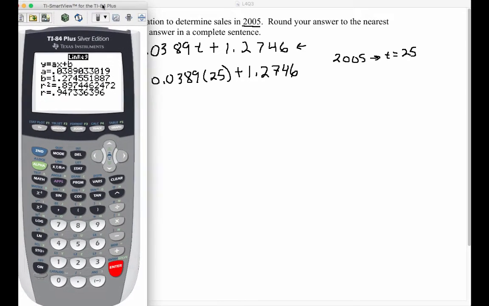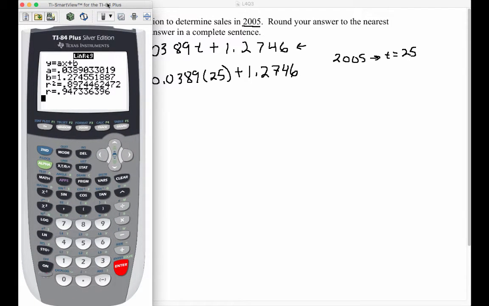All right, so let's go ahead and get the calculator in here. Let's bring that back into view. We clear off our regression here and type that in. We're going to get 0.0389 times 25 plus 1.2746. Okay, and we get back 2.2471 rounded off to 4 places.